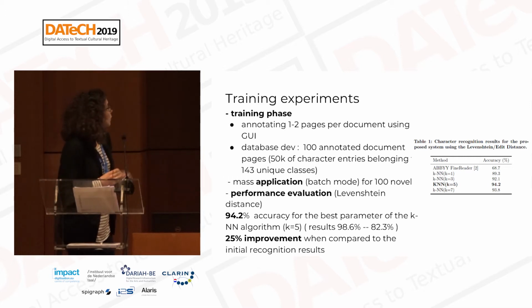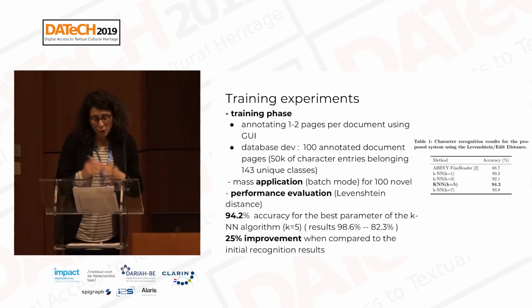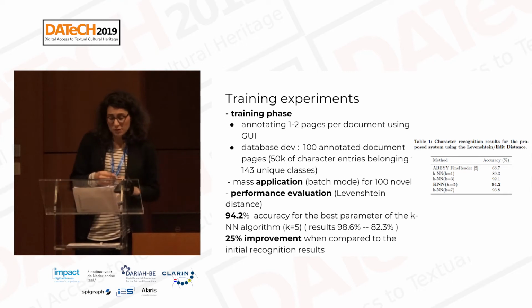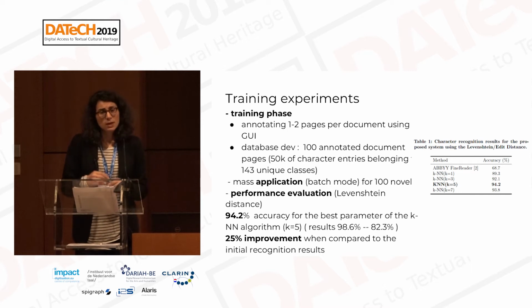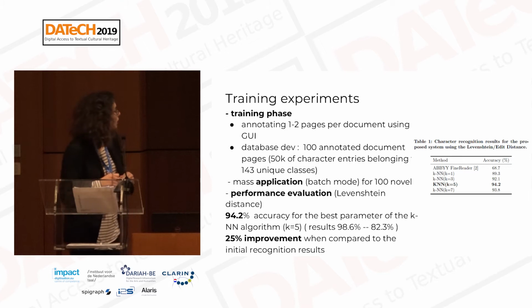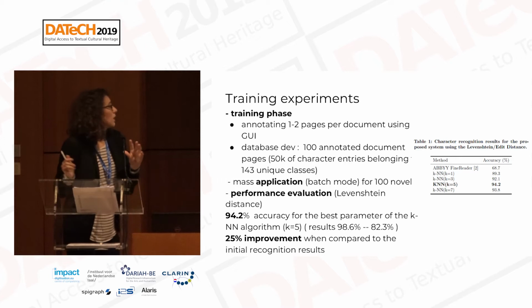A few words about the training experiments, the training phase. We annotated 1 or 2 pages per document using this interface, and out of this we had 100 annotated document pages. In total, there were 50K character entries belonging to 143 unique classes, I think. Yes. Then we had a mass application for all the 100 novels.